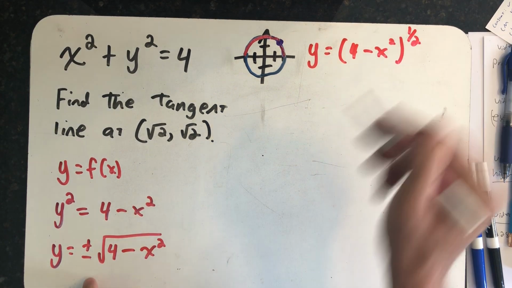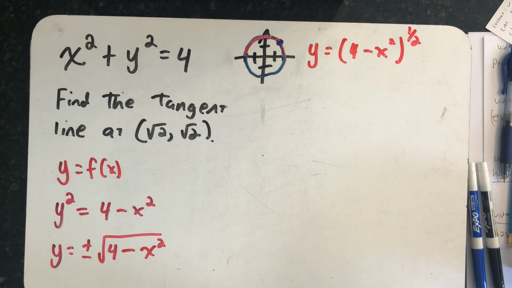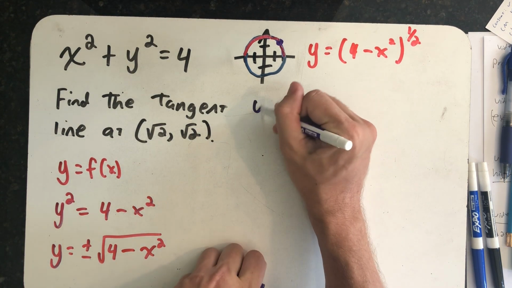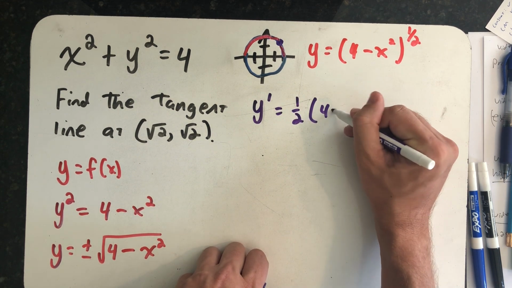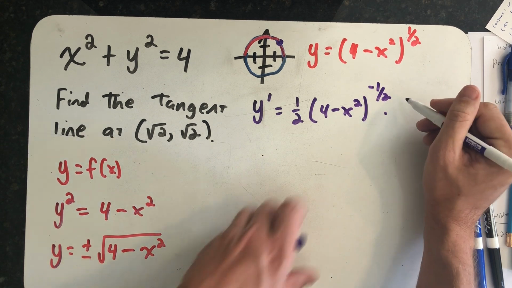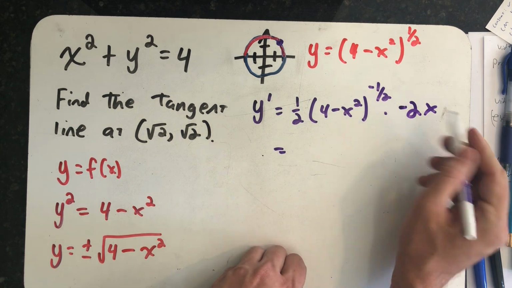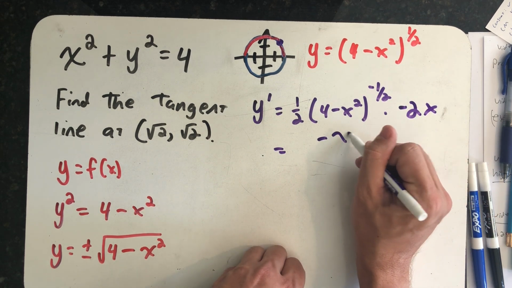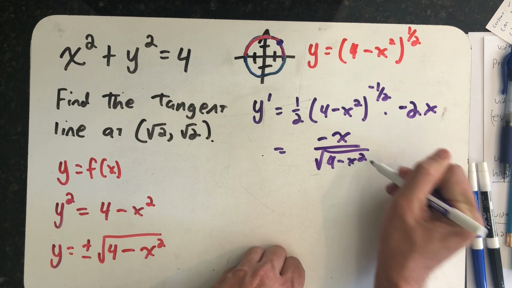For convenience sake, instead of using the square root, I'm going to think of that as a 1/2 power. And I'm going to take that derivative using the power rule and the chain rule. Multiply down the 1/2, take 1 away, multiply by the derivative of the inside. And I'm going to rewrite that. The 2's would cancel. I'll be left with a minus x over the square root of 4 minus x squared.